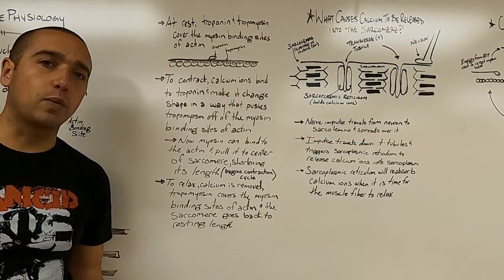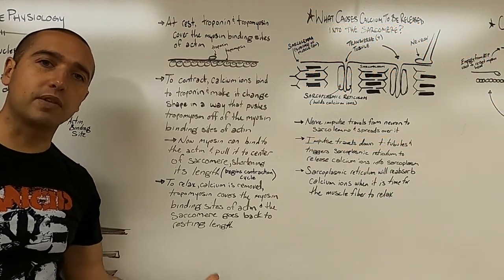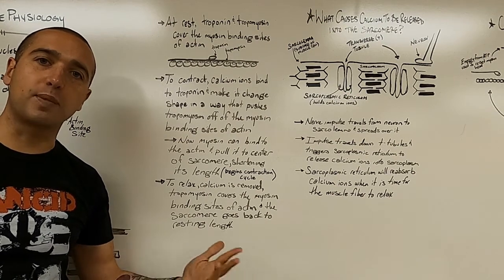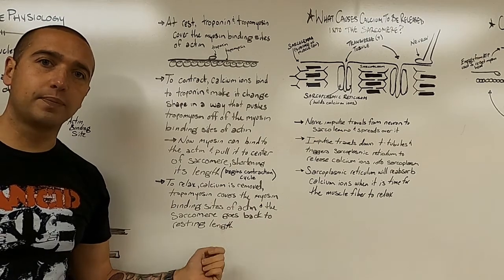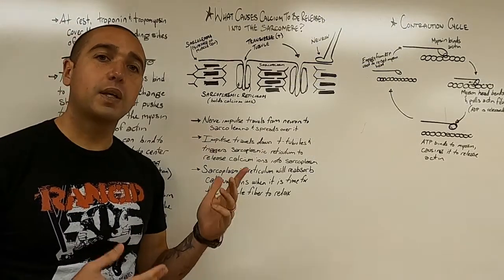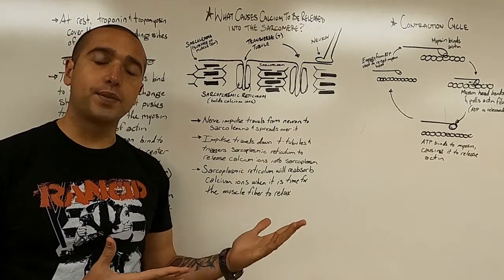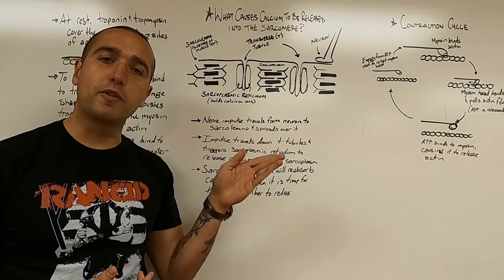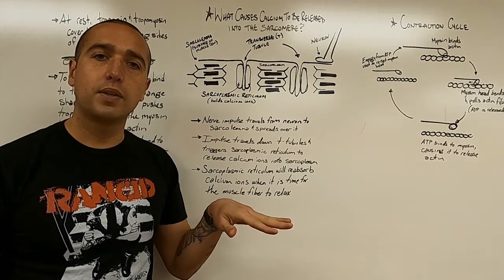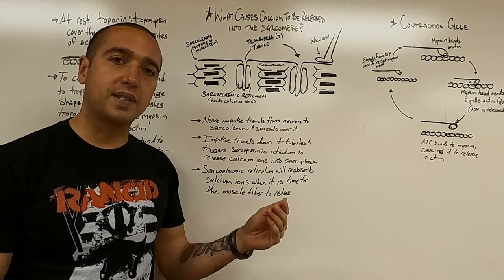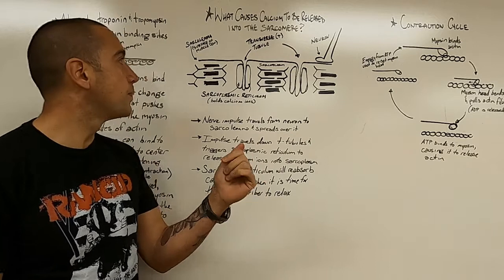So next we'll talk about what triggers the calcium to be released in the first place and what triggers it to be reabsorbed. And then we'll end with the contraction cycle. So I just mentioned that calcium ions bind to the troponin and move the tropomyosin away from the binding sites on the actin. So the question now is, what causes the calcium to be released?